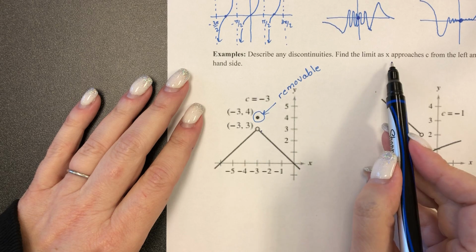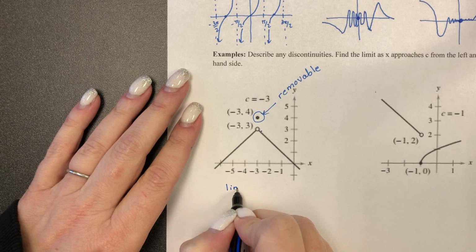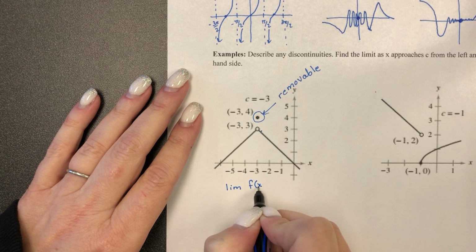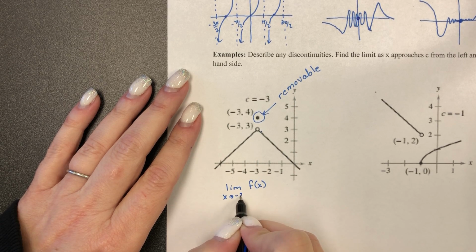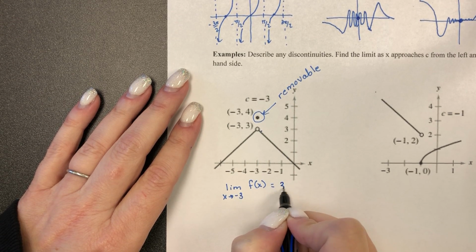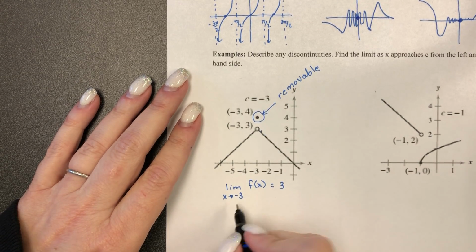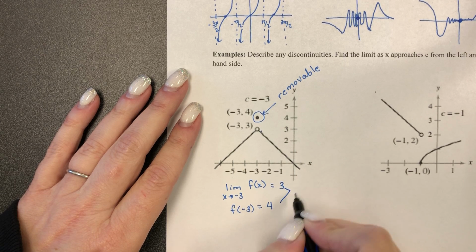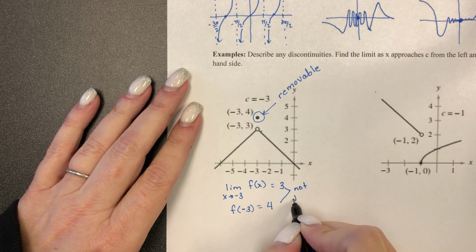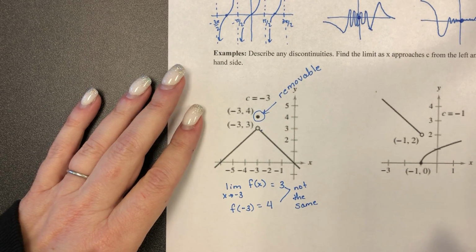It says find the limit of x as it approaches that point on both the sides. So let's see, the limit of the function, we'll just call it f of x. If you'd like to pick a different letter, you can. As x approaches negative 3 is equal to positive 3 because that's the y value. Okay, but the value of the function at negative 3 is equal to 4, and those are not the same. Which is why it's discontinuous.